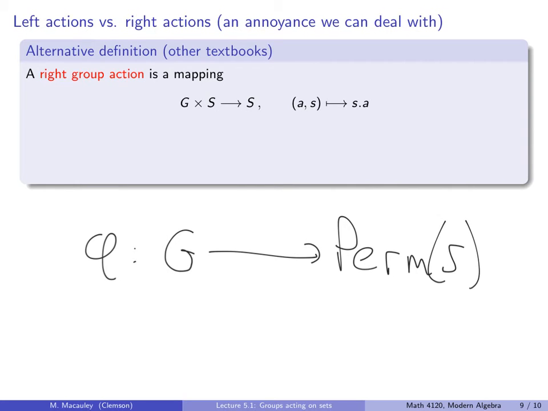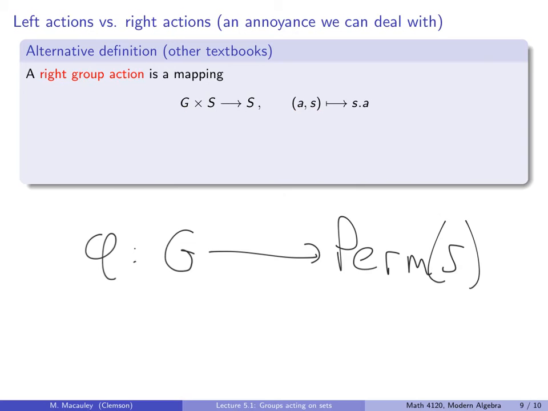So a right group action can be defined as a mapping from G cross S to S. So think of it as the input being a group element applied to a set element. So a permutation of a set element, what happens? It spits out another set element. So this is the action that sends this set element to that set element. It can be written as the input being an ordered pair of A and S gets sent to S dot A.